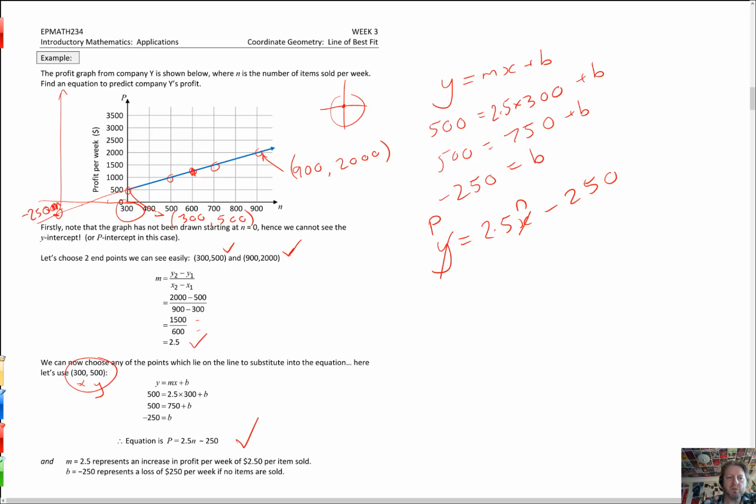And the applied meanings, well, the gradient was 2.5, which meant the number 2.5 is 2.5 over 1. Let's look at the units. 2.5 over 1 means the top is $2.50, the 1 is one item. In other words, the profit is increasing at $2.50 per item. For every item we sell, we make a profit of $2.50. And the y-intercept meant, I actually said it before, if we make no items, we're losing $250 per week. Cool.